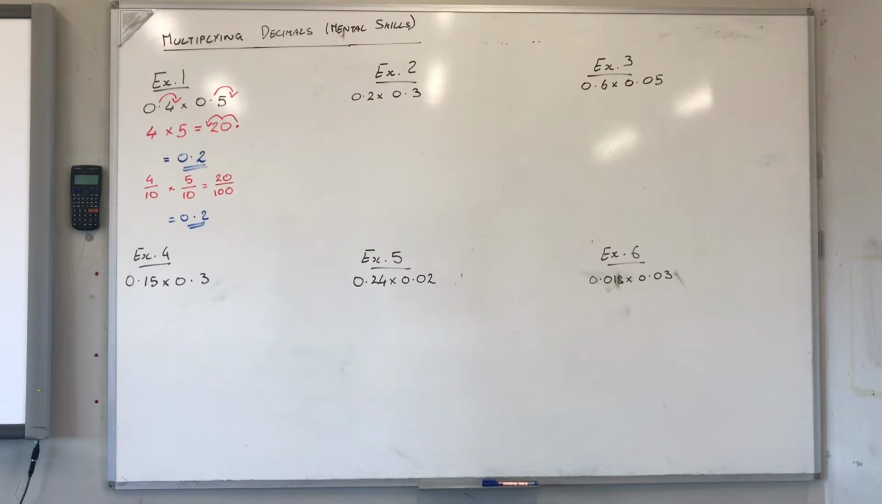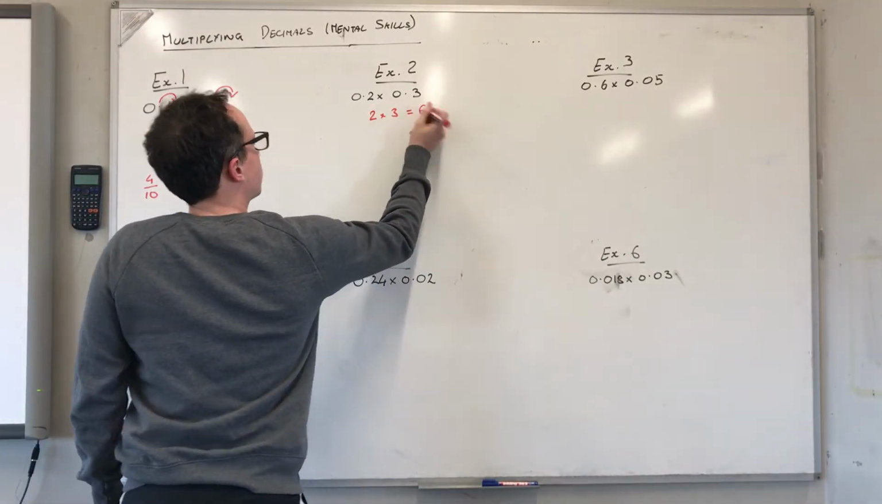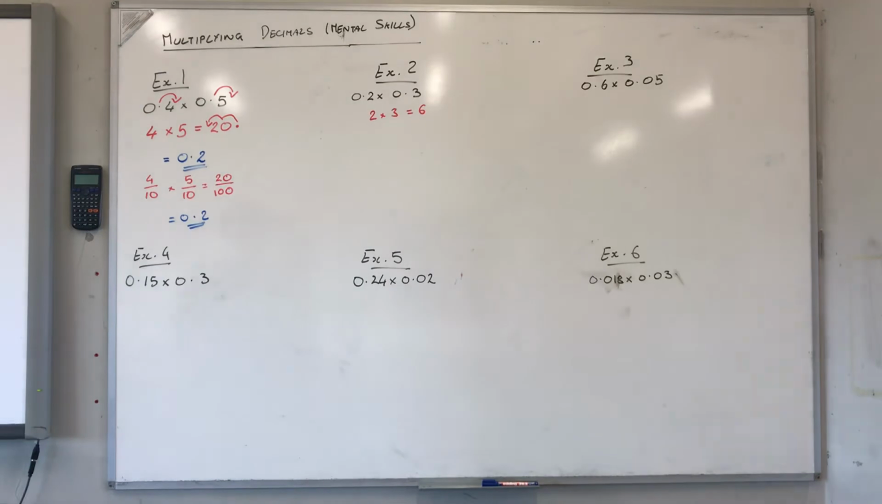Now I've written that out, okay? So what about this next one? 0.2 times 0.3. So I had to move the decimal points to the right twice, so I'm going to have to move back twice.